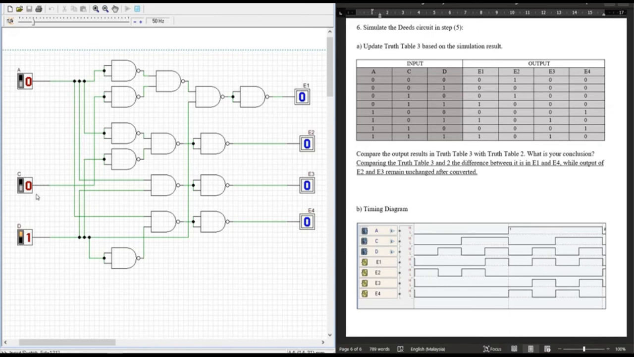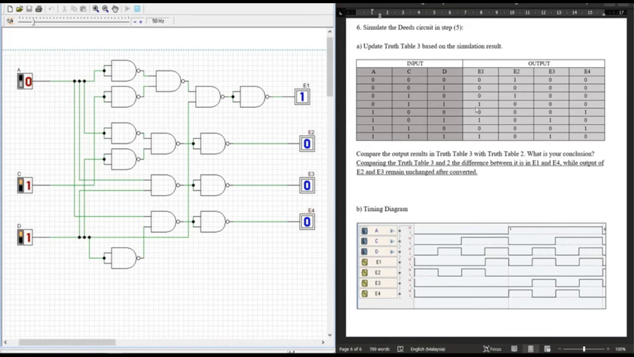Okay, the next input, which is C is 1, D is 0 and A is 0, we produce E2 as 0. This is because we need A and D to be 0 to output E2, because A complement times D complement: A complement 0 is 1, D complement 0 is 1, so 1 times 1 is 0.